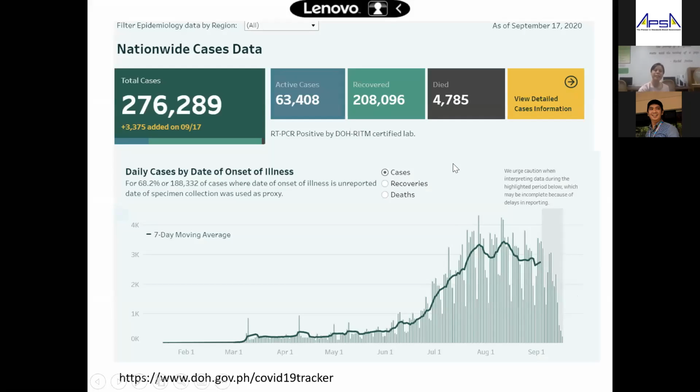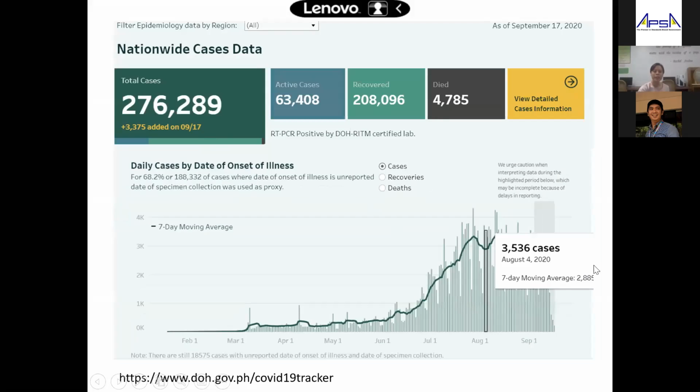Okay, so I got this graph from the Department of Health. I think this is the latest, September 17. Wala pa naman data for today. So you can see here the number of cases. Like last August 4, there were 3,500 new cases and so on.